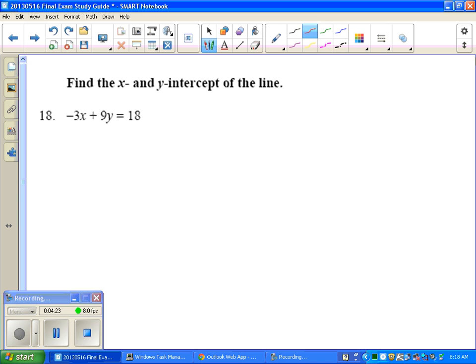Number 18 says find the x and y intercepts. Remember, x and y intercepts means it's going to cross through the axes as you're looking at it. It's going to cross through both axes. And I'm just guessing on that one. I don't know if it really looks like this. This is your y-intercept. This is your x-intercept. That's why we plug in the value 0 in place of the opposite one. You don't have to change the equation at all.